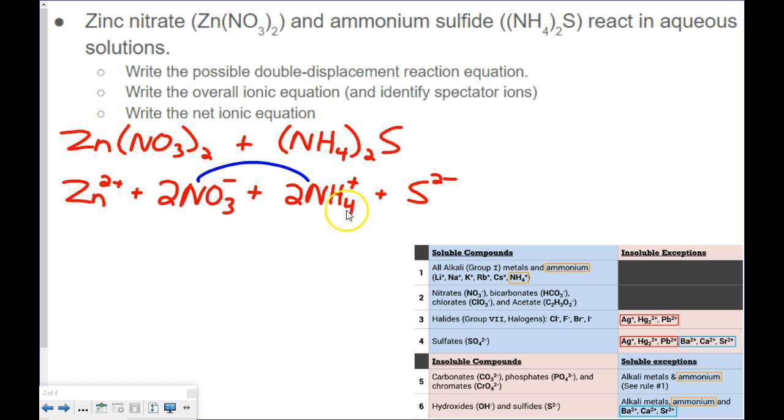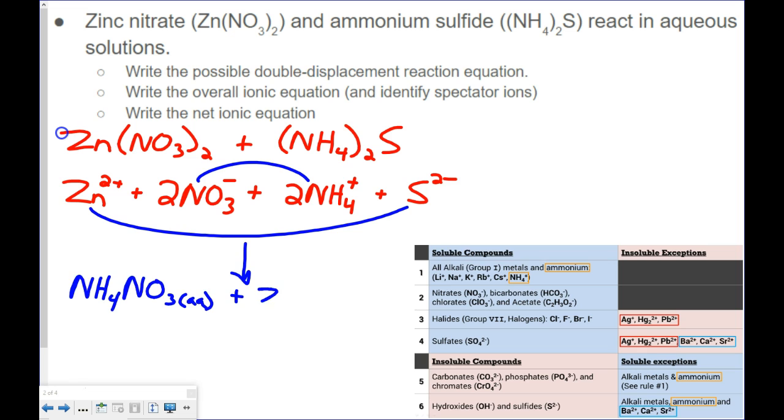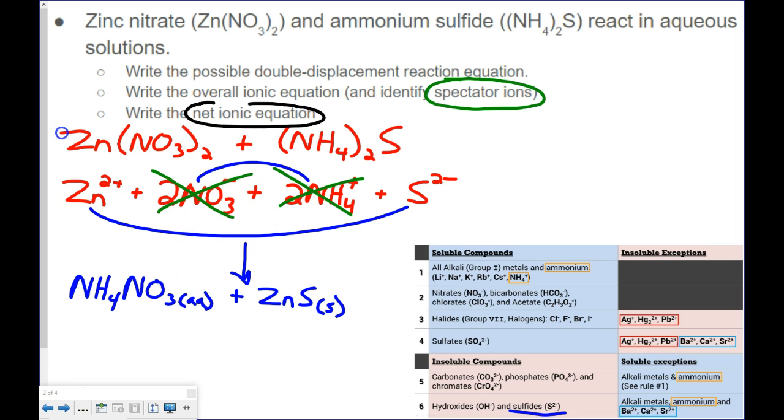So the nitrate and the ammonium are going to be reacting together in a double displacement reaction. The zinc and the sulfur are going to be reacting together as well. What I'm left with is ammonium nitrate, that's going to be aqueous, and zinc sulfide, that is going to be my insoluble precipitate. My spectator ions are going to be the nitrate and the ammonium because those are not going to be changed throughout the entire reaction.